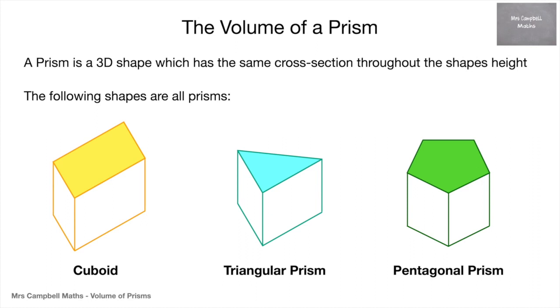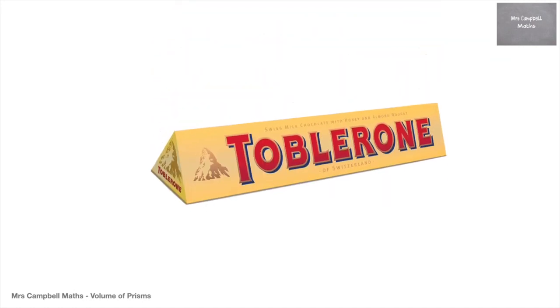Now, we are going to find the volume of some prisms. Just as in cubes and cuboids, we consider firstly the area, in this case, the cross-sectional area, then how many layers to find the volume of a prism. I'm sure you all recognise this Toblerone bar, and that's a prism. It's a triangular prism.